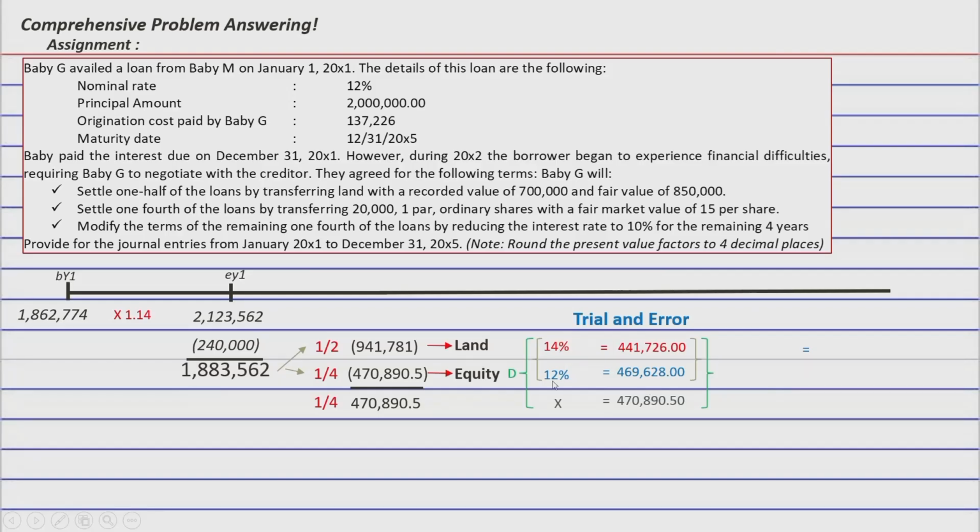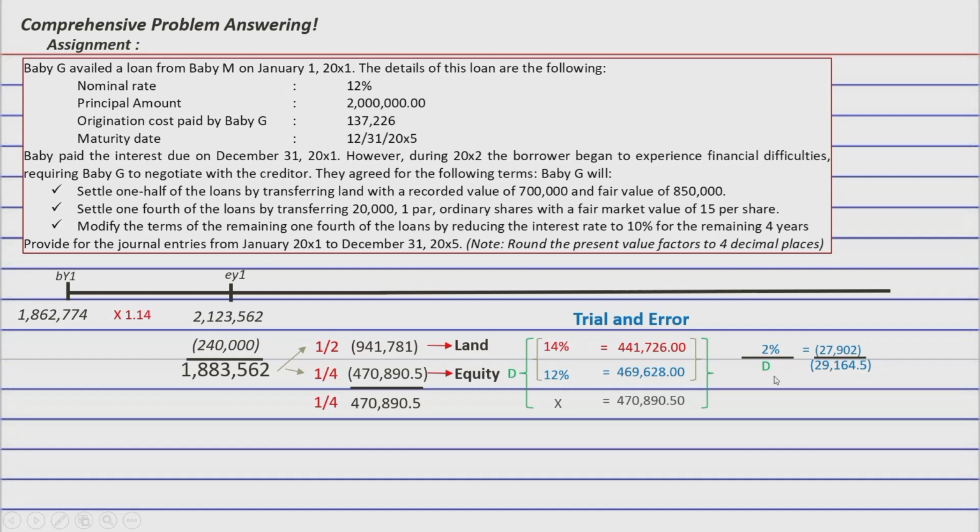14 minus 12 is 2. So, let's have that as the numerator. And then, 14 minus x is again D. So, let's make it the denominator. Now, in the opposite side, let's do the same. This minus this equals negative 27,902. And this minus this equals negative 29,164.5. So let's make that the denominator.